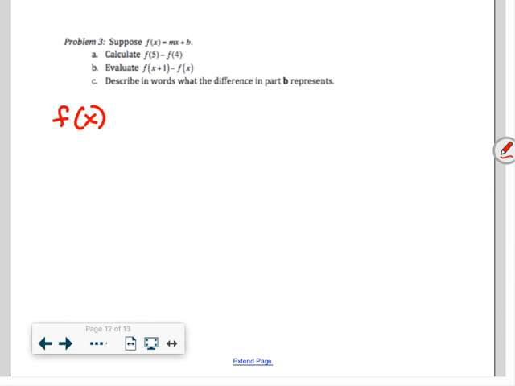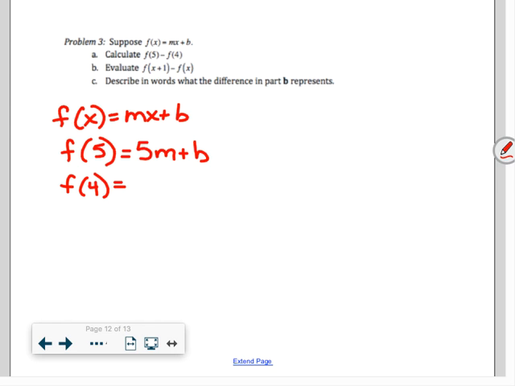So f of x is mx plus b. So I want f of 5. This is really going back to some Algebra 2 and Algebra 1. What does it mean to compute f of 5? Yes, you're going to plug in 5 as x. Well, I don't know m and I don't know b. So this is going to be 5m plus b. And if I want f of 4, I'm going to replace the x with 4, and it's going to be 4m plus b.